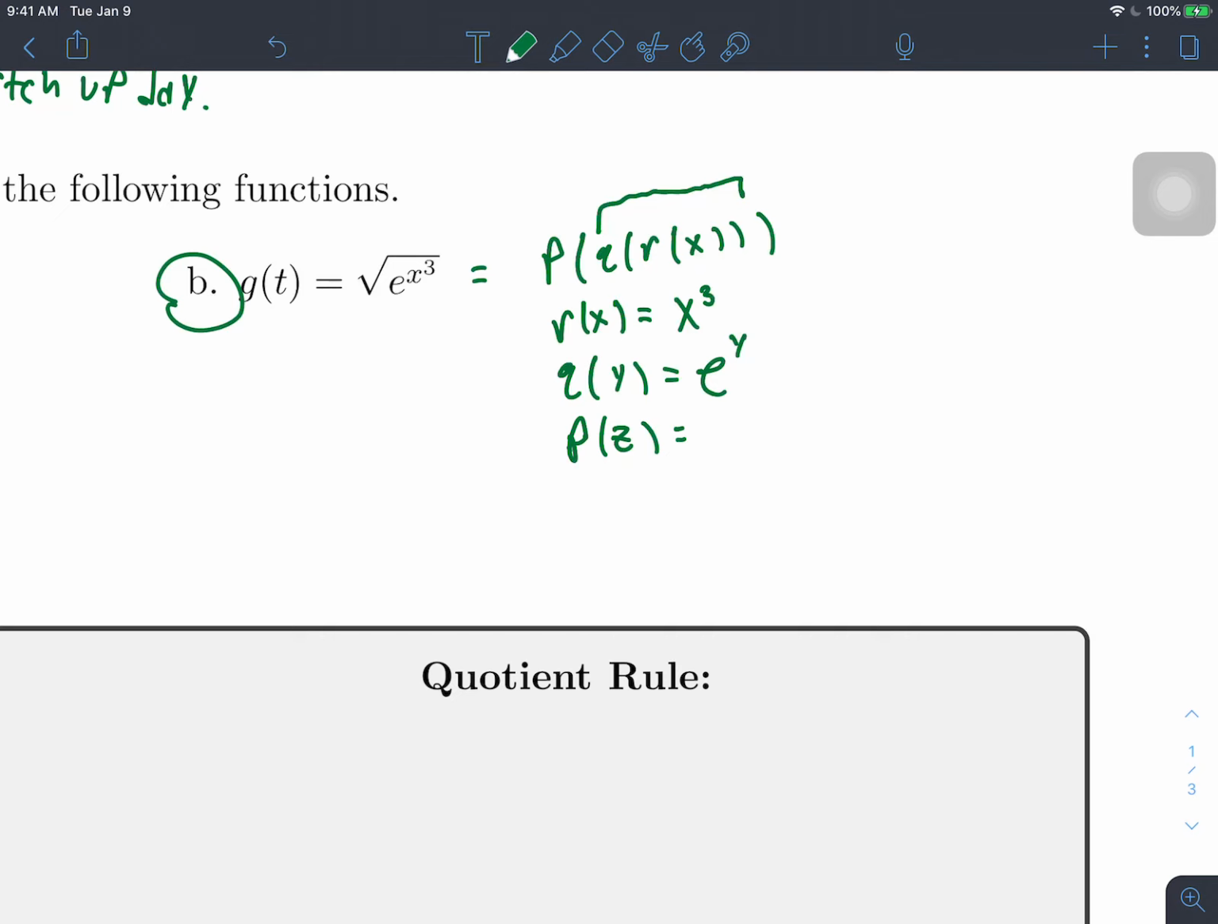Okay, so when I want to figure out what p is, I need to think of, okay, what is the function such that when I plug in e to the x cubed, I get square root of e to the x cubed. And that function is going to be the function square root of z. So we're treating this whole q of r of x as our z.